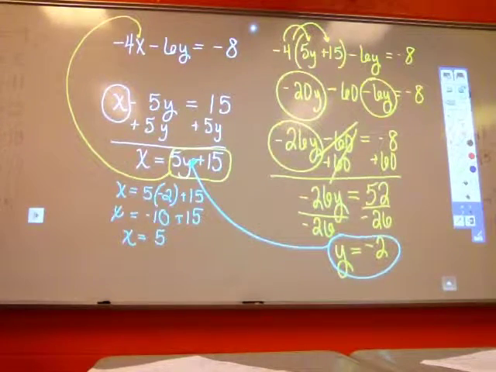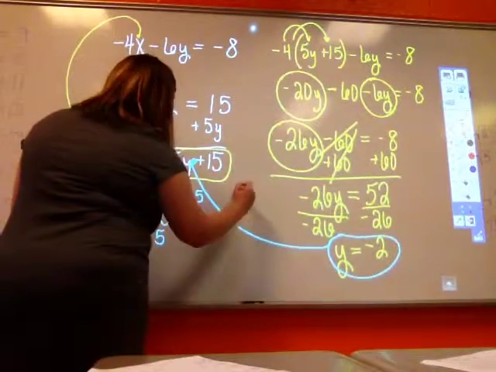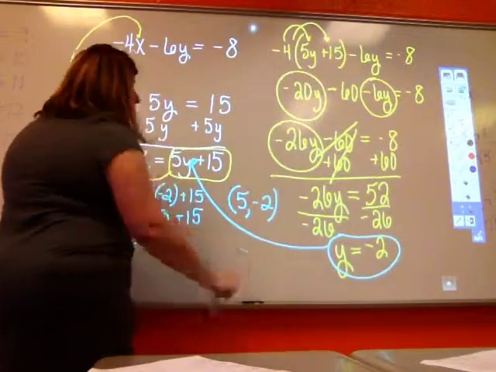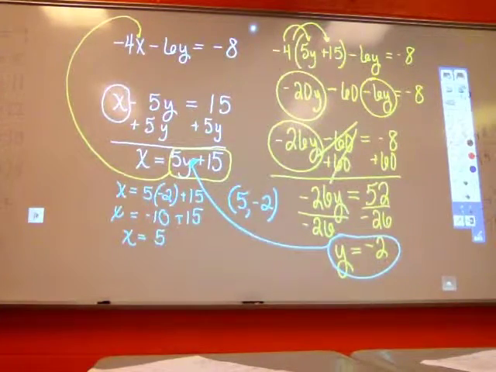So if x is equal to 5 and y is equal to negative 2, that means I have one solution, and that one solution is (5, negative 2).